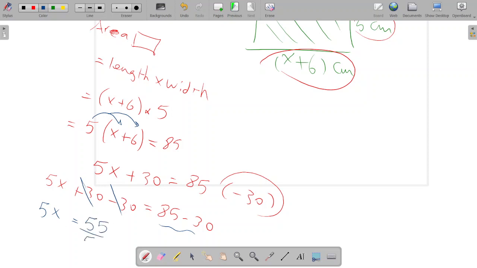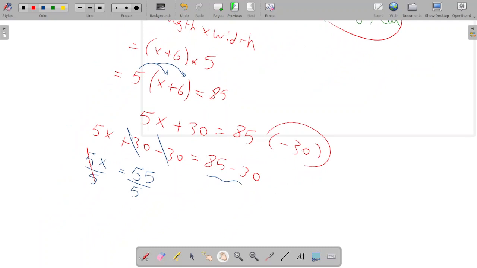Now what is left, the last step, is to divide both sides by 5, so you can make x the subject. It means that x is going to be equal to 55 over 5. When you divide them, you're going to get x. So the final answer, x equal to 11.